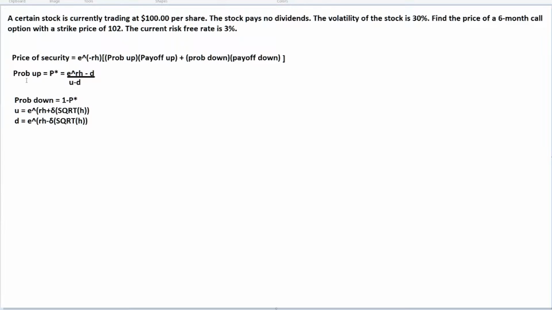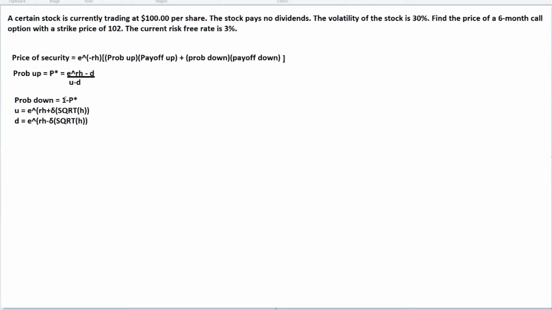And then to break that down, we need to figure out what our probabilities are. So we have another formula here. Our probability up, which is represented by P star, is e to the rh minus our down factor, all divided by our up factor minus the down factor. And then to find the probability down, since it's a probability, you just have 1 minus P star.